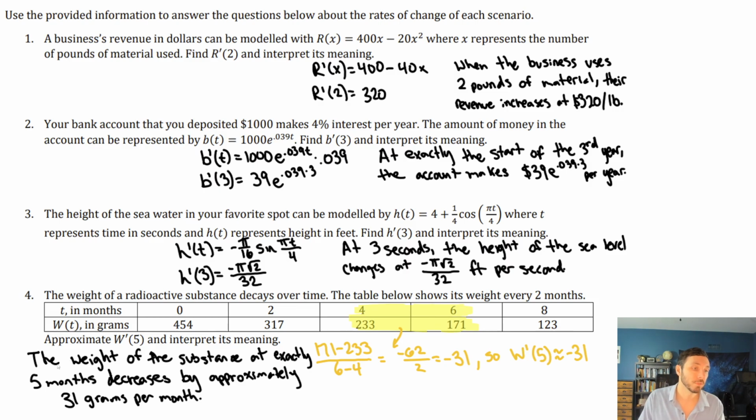So the interpretation would be the weight of the substance at exactly 5 months. But the word exactly here, since it's an approximation, is pretty useless. So we'll say at 5 months, it decreases by approximately 31 grams per month. We're probably going to assume this is some exponential decay, but it's an approximation. It's the best we can do.